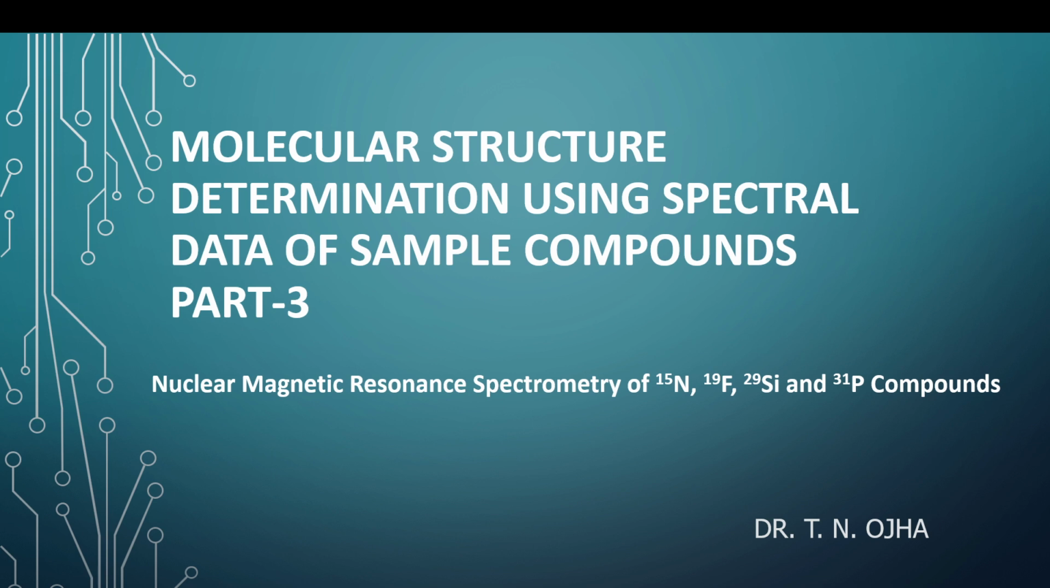In this new video, we will discuss NMR of some less commonly used nuclei like nitrogen, fluorine, silicon and phosphorus. So let us proceed one by one.